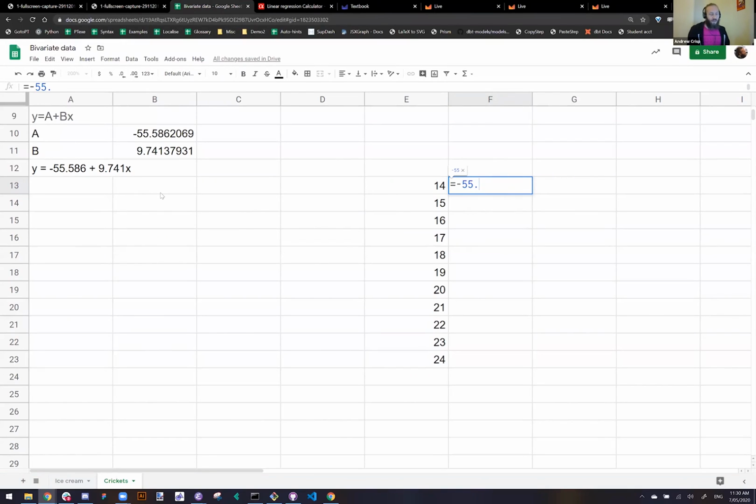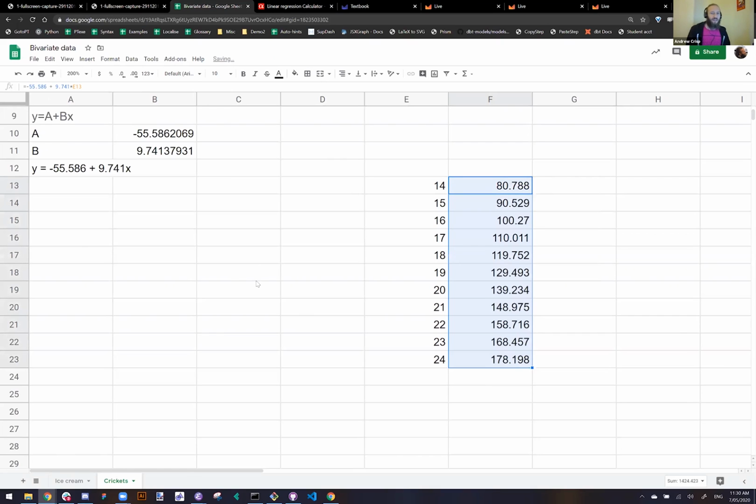So I'm going to say that this cell, F13, is equal to minus 55.586 plus 9.741, and I'm doing the shift 8, the asterisk symbol, to get a times, and then I write the cell reference, E13, and it helpfully highlights and says, yep, that's the cell we're looking at. Okay, and then I fill this down.